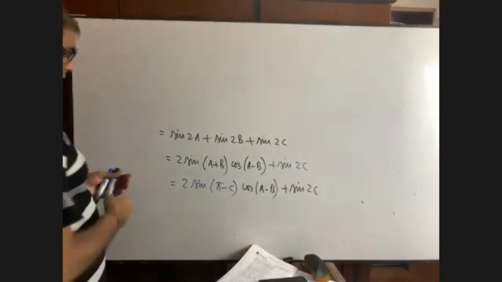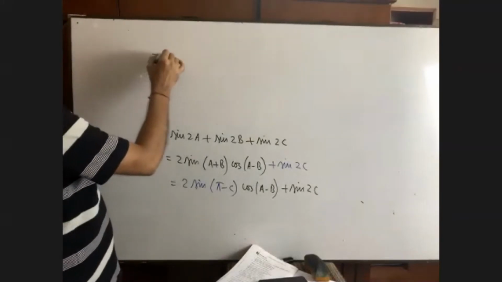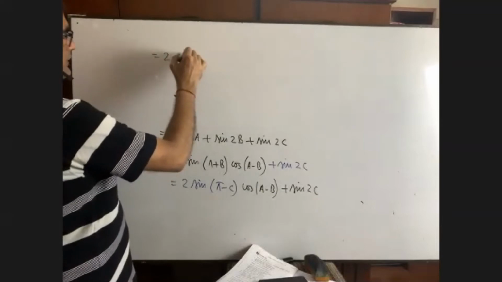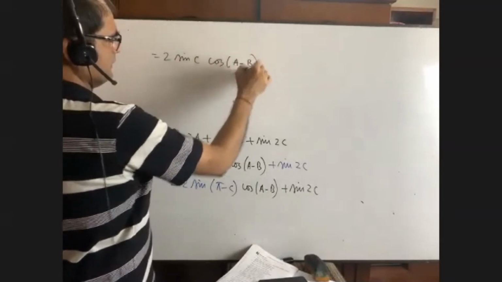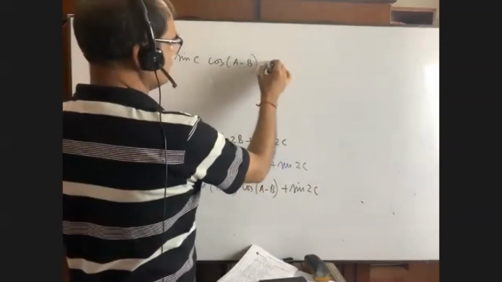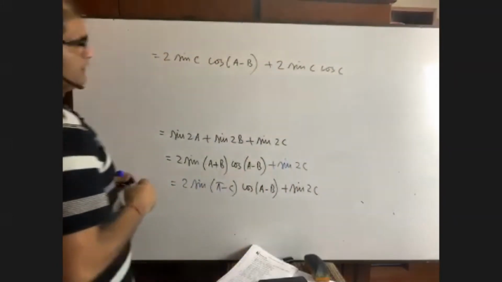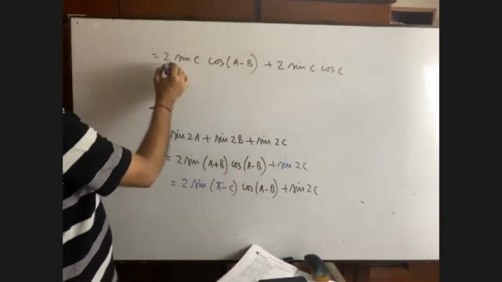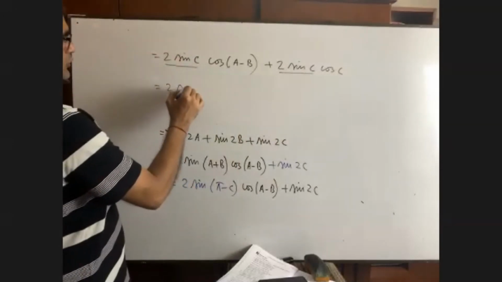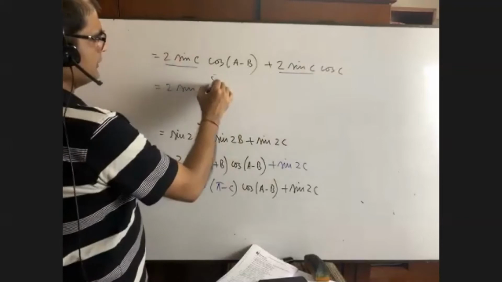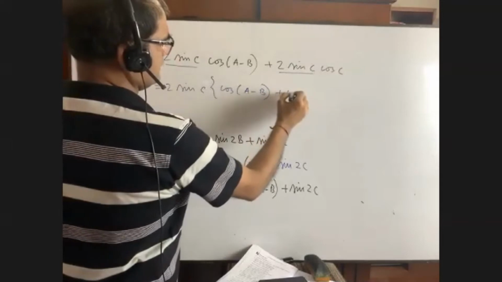It is also again in the second quadrant. So we can write here 2 sine c cosine (a minus b). And now we can put it into the formula 2 sine c and cos c. And we again see that these 2 sine c can be taken common. So let us take common 2 sine c. Then we are left with cosine (a minus b) by cosine c.